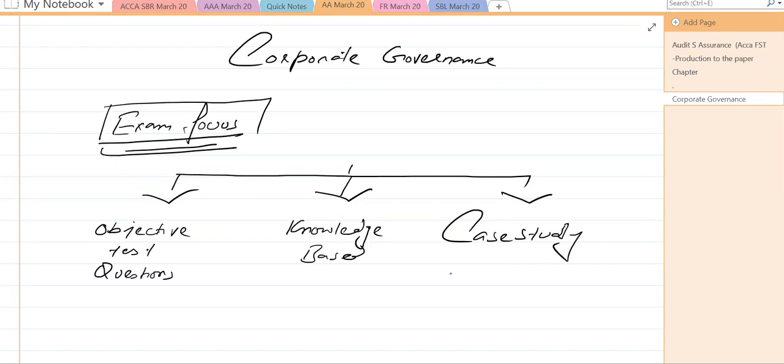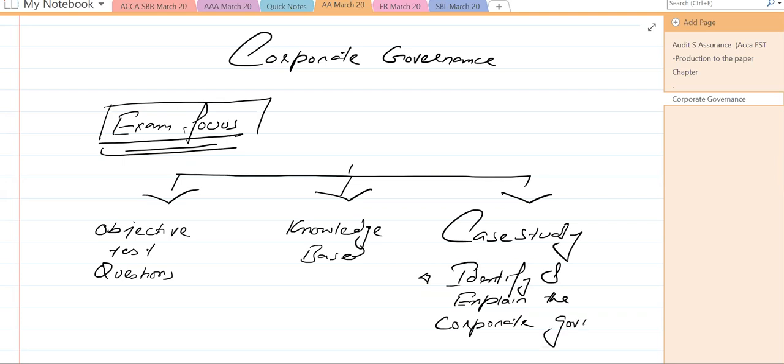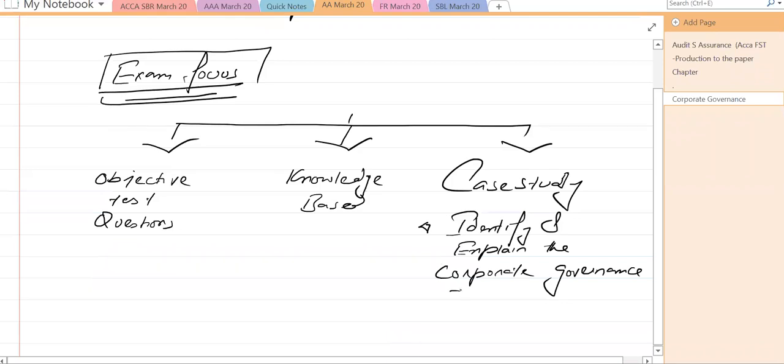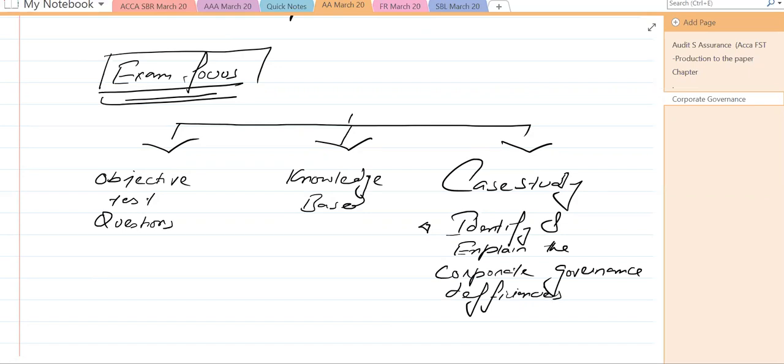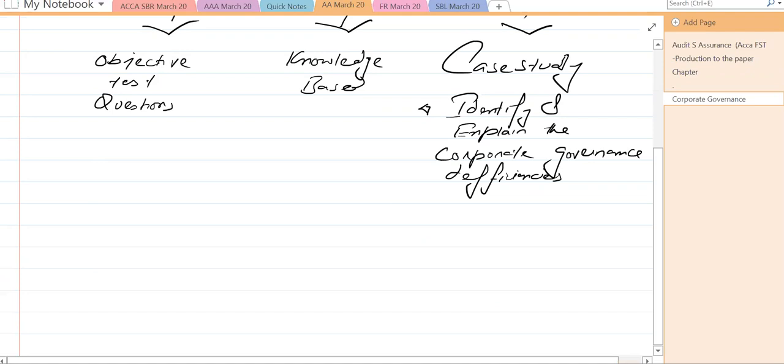When it comes, it asks you to identify and explain the corporate governance deficiencies. There will be a case study given to you, and the examiner asks you to identify the corporate governance deficiencies.